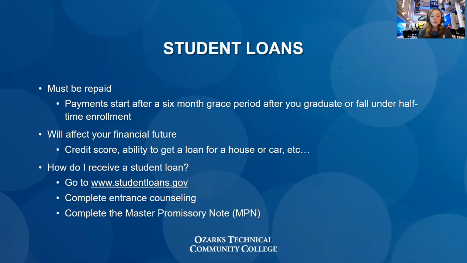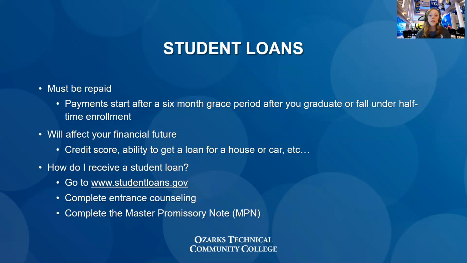So with student loans, payments start after a 6-month grace period after you graduate or fall under half-time enrollment. So we call student loans the not free money because they do have to be repaid. Every amount of student loan that you take out will be repaid. And that is why they are unlike any other type of financial aid I've mentioned so far, because those other options do not have to be repaid. And student loans will affect your financial future.